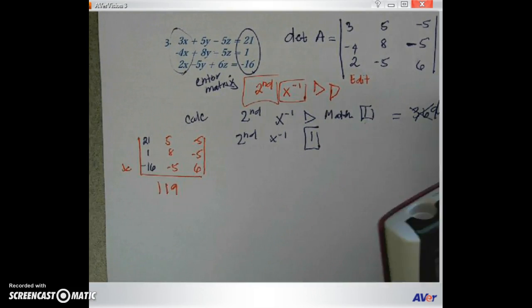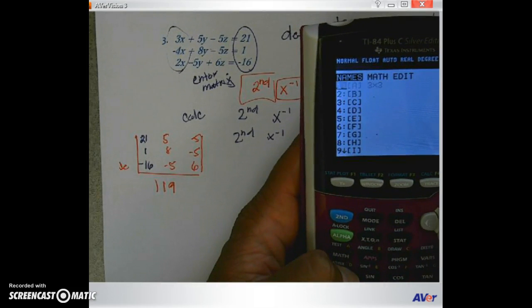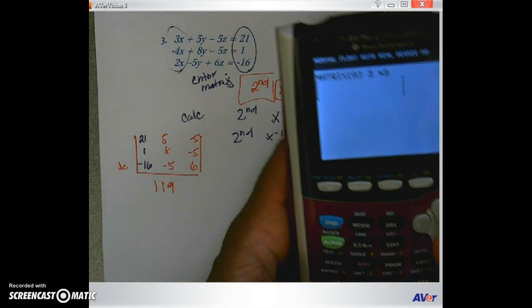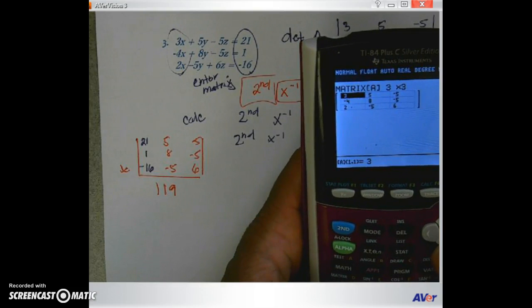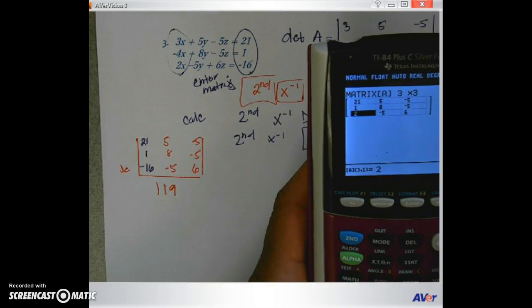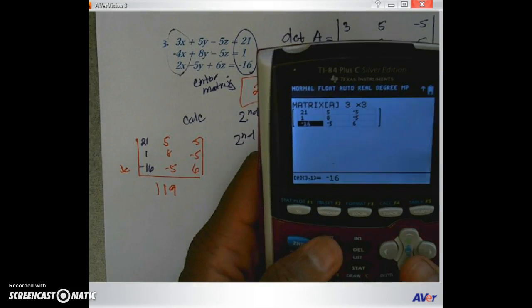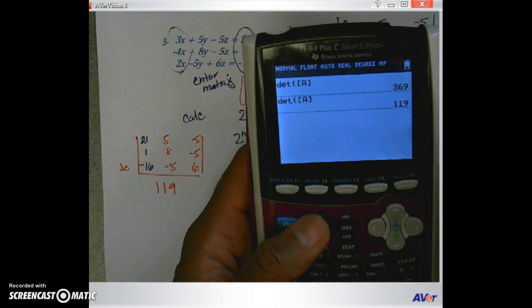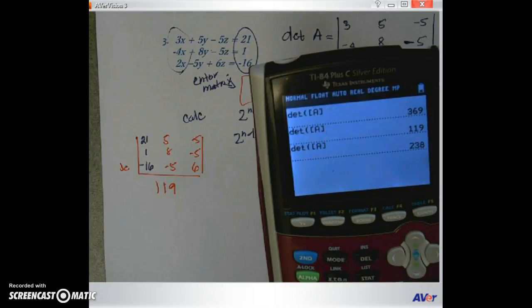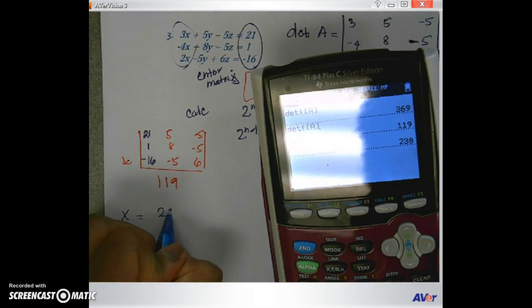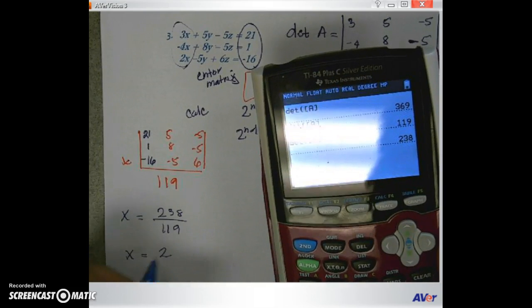When you are editing this, guys, so you're going to go math, matrix, and I'm going to edit again. I'm going to edit this one, and the only thing that needs to change here are the x values. So I'm going to make this 21, 1, and -16. And then I'm going to find that matrix. So I'm going to do second quit, and it's nice this is kind of already up here, so I can do second entry again, and then enter, and I get 238. So x equals 238 over 119. X is equal to 2.